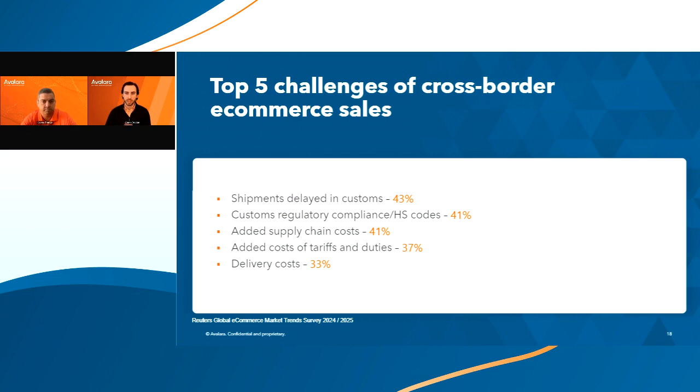So shipments delayed in customs, 43% said this was one of their biggest cross-border compliance challenges. Customs, regulatory compliance, or the inability to provide HS codes on goods being imported, exported, et cetera. Added supply chain costs, added costs to tariffs and duties, and delivery costs here. So all of these you can kind of see here are in relation to duties, the inability to calculate or understand what duties are, and also compliance around the data that's being affixed to those parcels and shipments, being HS classification codes, data, et cetera.